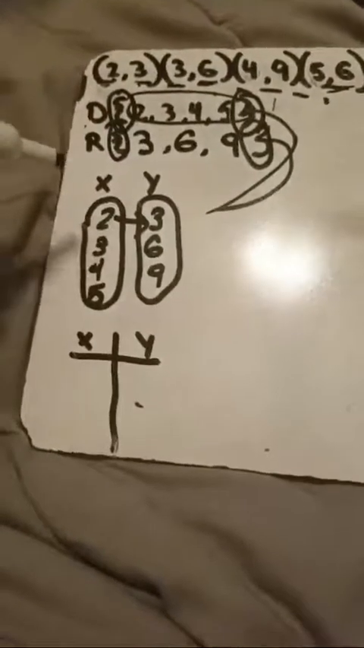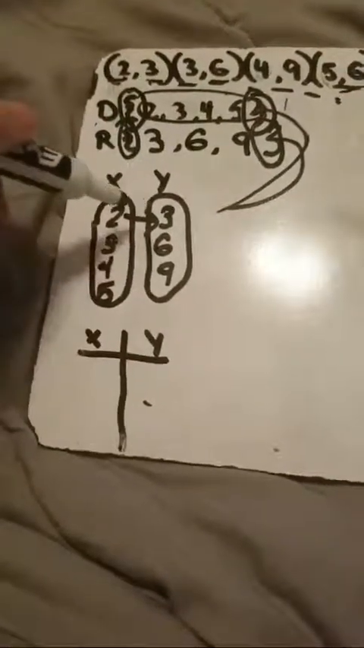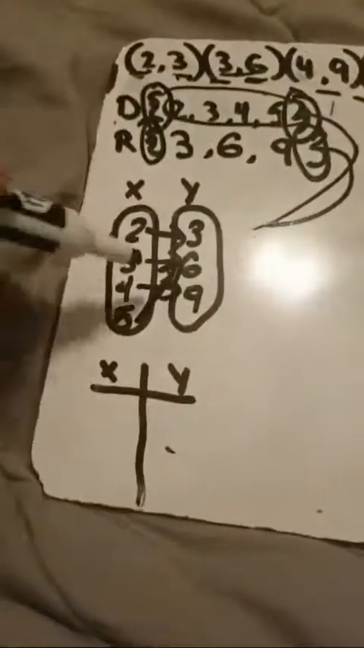Okay, so we're going to go 2 to 3, and then 3 goes to 6, so we're going to draw an arrow there. 4 to 9, and then 5 to 6, so we're going to draw the arrow from the 5 all the way up to the 6. So that's a map. Okay?